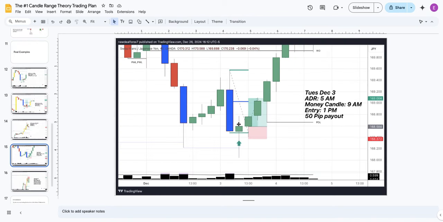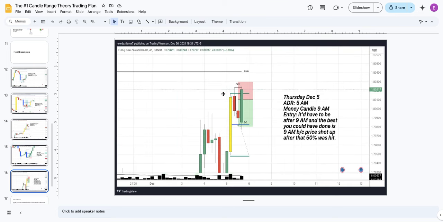All right, so let's see, we go back. Money candle comes at 9 a.m., entry at 1. As you can see, price just took off. But at least you got a minimum of 50 pips, but it went for a lot more. This was a Swiss yen, and yen pairs are notorious for really having big moves. All right, but 50 was all you really need for something like this to be successful.